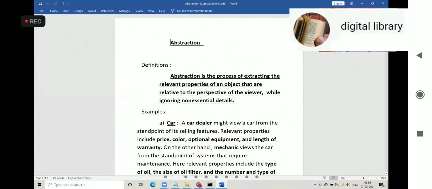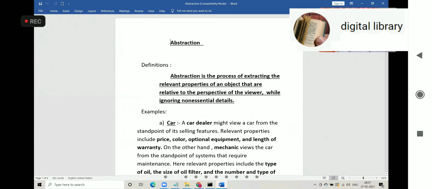What exactly is abstraction? Look at the wording. Abstraction is a process of extracting the relevant attributes of an object that are relative to the perspective of the viewer who is viewing that object, who is referring to that object. From that viewer, what is important? You extract that and ignore non-essential details from the perspective of that viewer. It's a very simple concept.